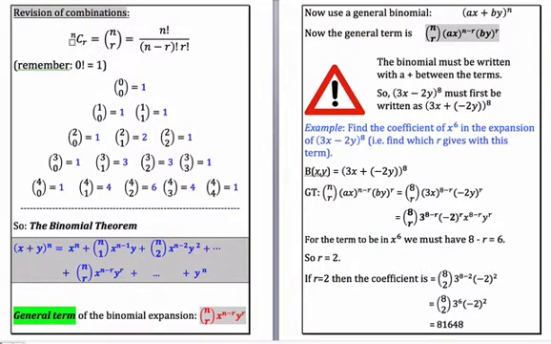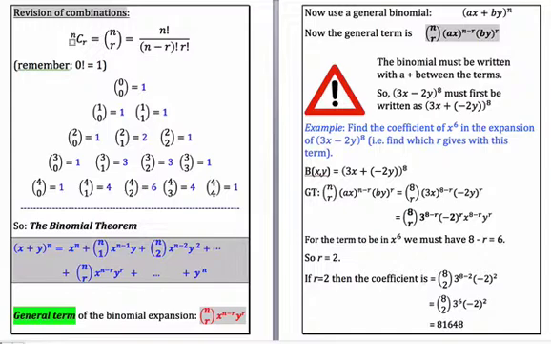In the first video on the binomial theorem, we got as far as expanding the simple binomial x plus y all to the n and finding the general term for that expansion. And there it is on the bottom of the left-hand page on your screen. Now I want to take that a step further and get a more general expansion.